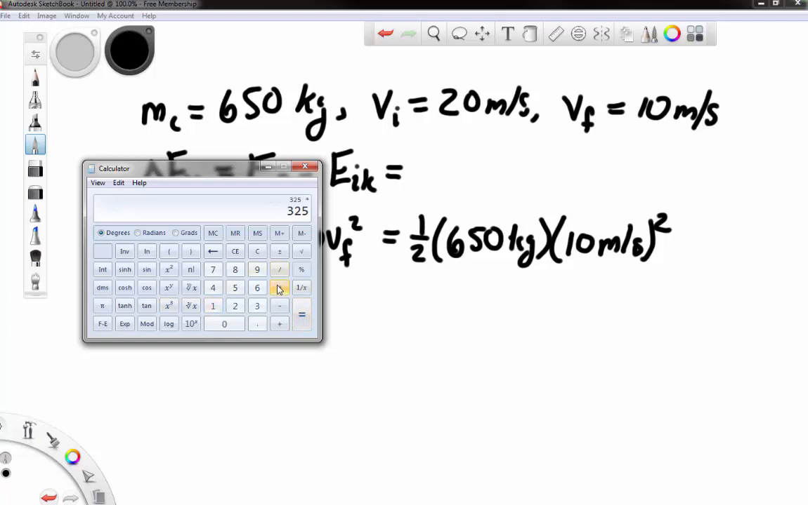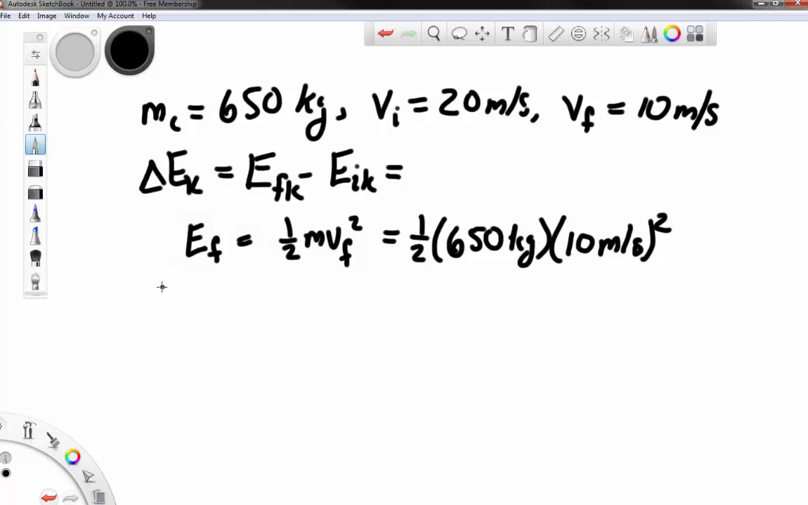Okay, so the total energy is going to be 32,500. So that's how many joules we have as the final energy. Okay, so E final is 32,500 joules. Now we have to repeat for the initial energy.